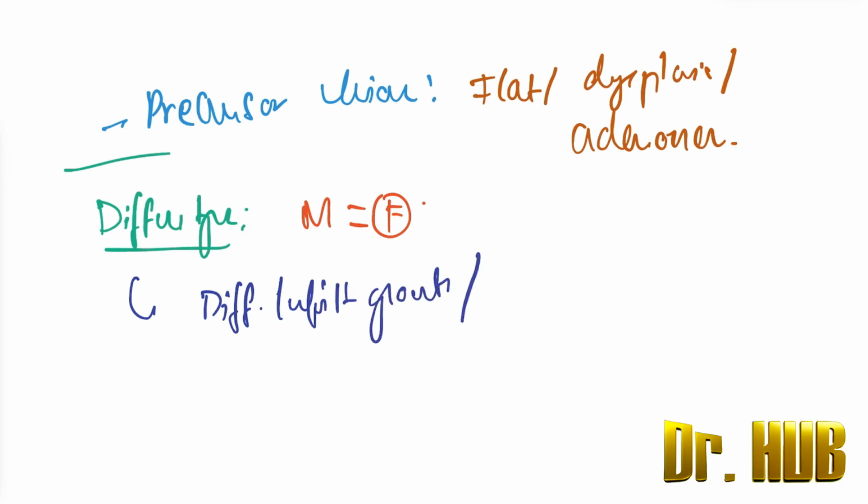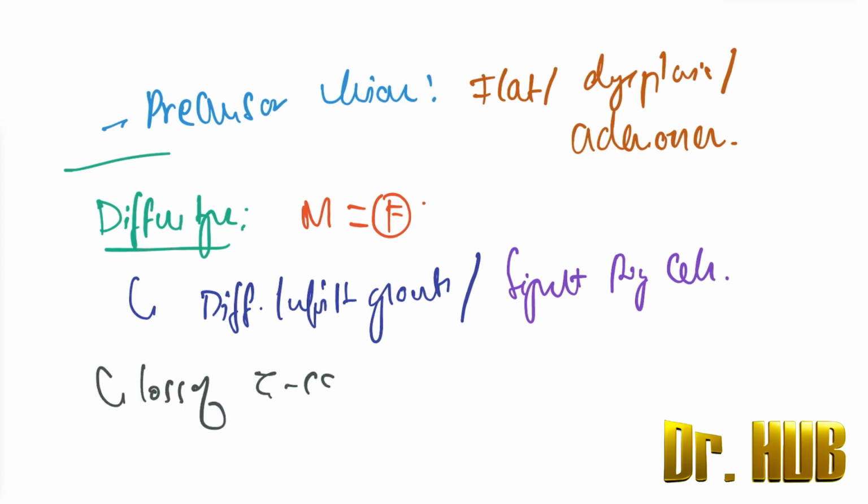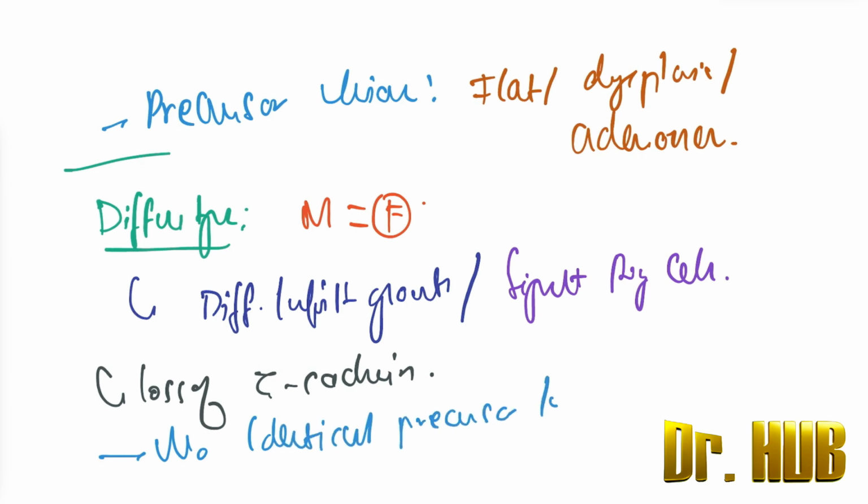Then comes the presence of signet ring cells, and there is a loss of E-cadherin. There are no identified precursor lesions.